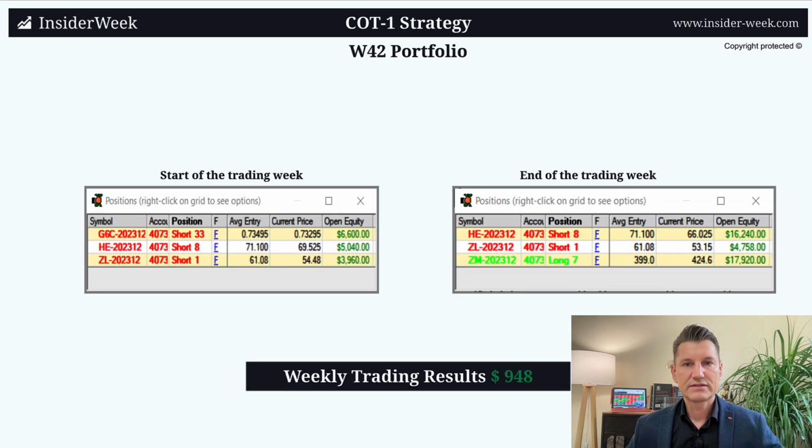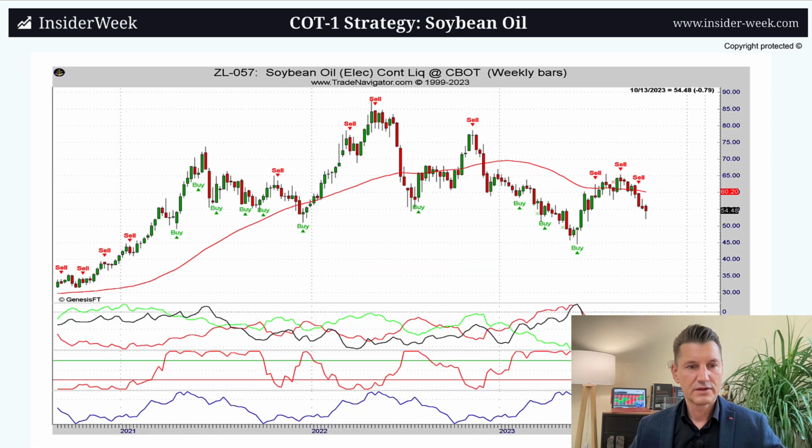On the left side you can see the portfolio I started with in the last trading week. I'm a swing trader, therefore I also have open positions over the weekend. As you can see, I was 33 contracts short in Canadian dollar, 8 contracts short in lean hogs, and 1 contract short in soybean oil. I ended the week with 8 contracts short in lean hogs, 1 contract short in soybean oil, and 7 contracts long in soybean meal. During the week I also made some trades, which I will show you now.